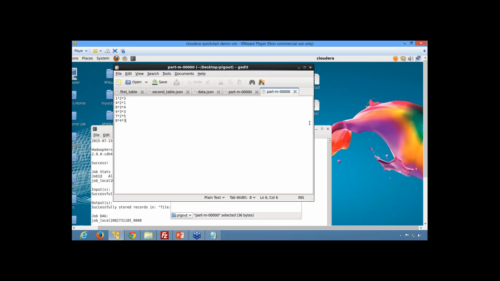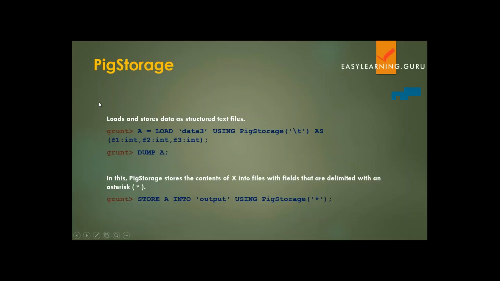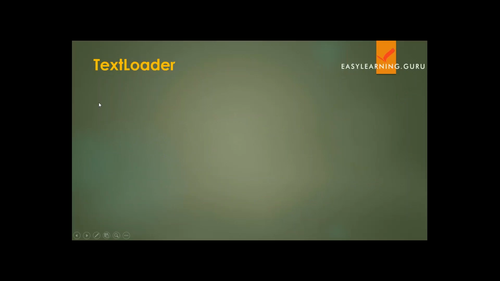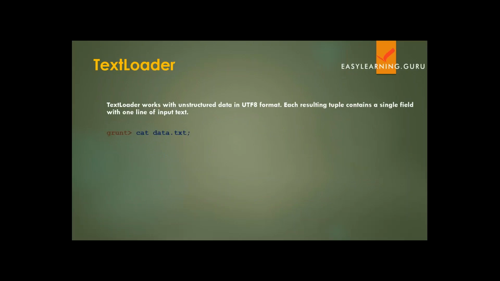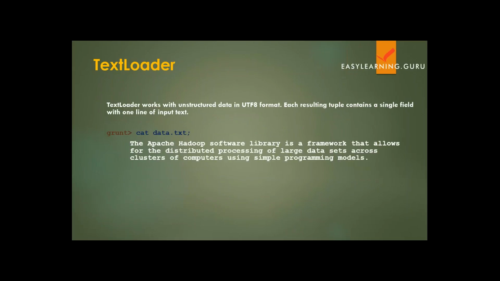Now let's proceed ahead with this session with TextLoader. TextLoader works with unstructured data in UTF-8 format. Each resulting tuple contains a single field with one line of input text. So at first we're going to have the data set, that is data.txt. It's a sample data set here. As you can see, in this we have words like Apache, software, library, framework, processing, large. These are basically the keywords which consist of this particular data.txt. So this is a sample data set.